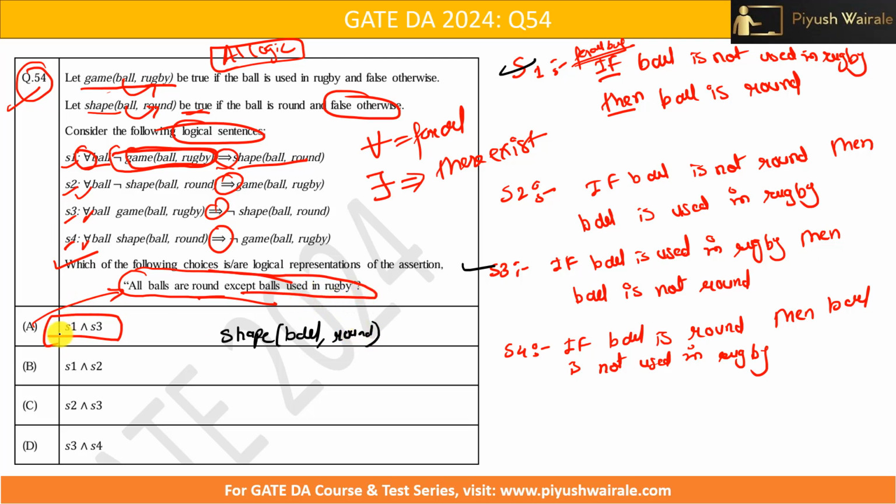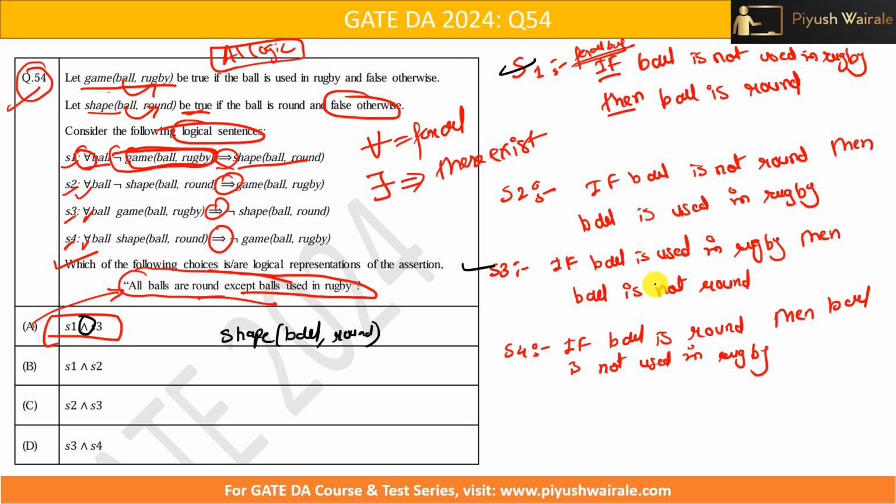So let's try to use these two sentences S1 and S3. If ball is not used in rugby, then ball is round. And if ball is used in rugby, then the ball is not round. So by combining those two sentences, will I get the required thing? Can I say like this?